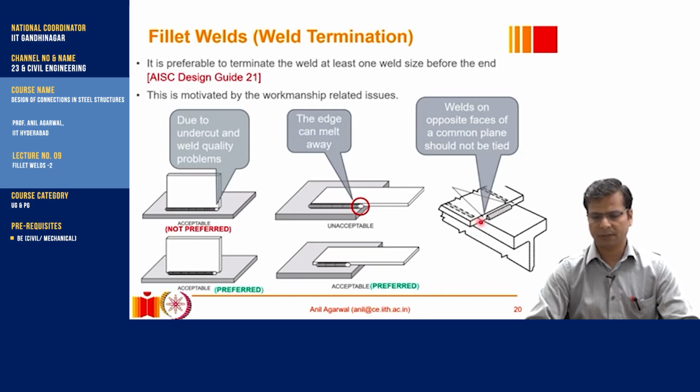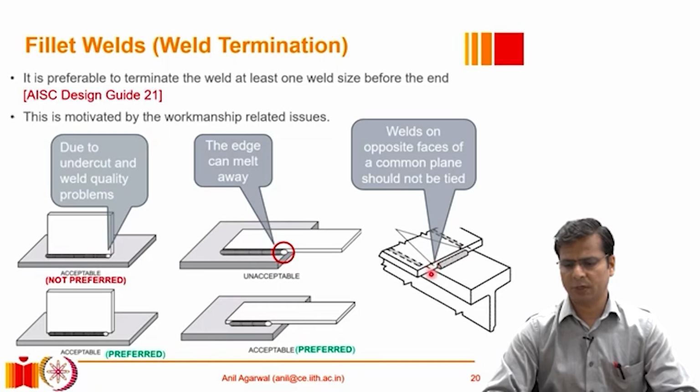Again, the risk here is because of this sudden change in direction of the weld, where it has to turn in two planes simultaneously, there is a very high likelihood that a large portion of this plate will be melted away and we will be left with a weak cross section there. That's where the failure may begin. So mostly these requirements, termination of the weld, are governed by workmanship related issues.